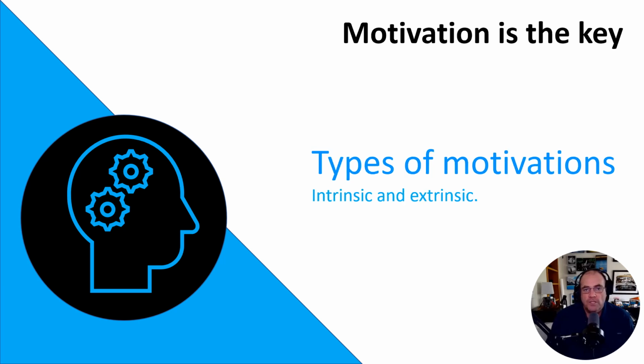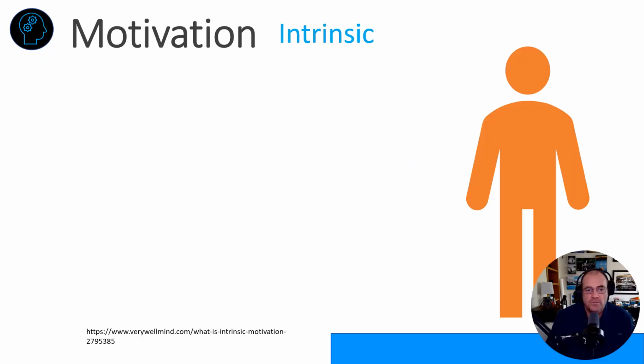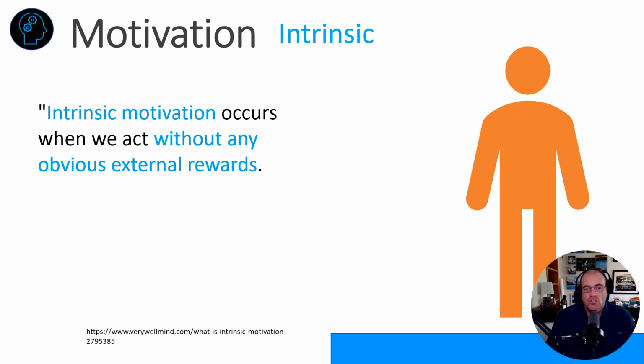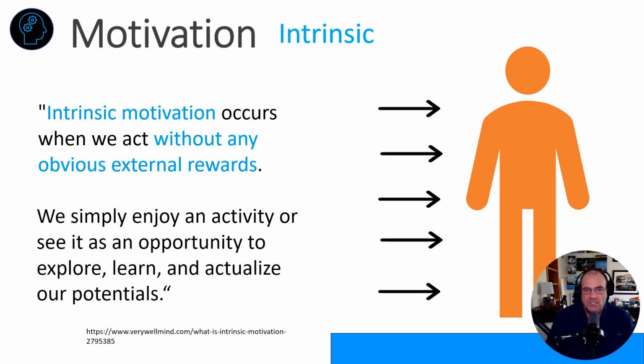So we're going to talk a bit about motivation. There are two types of motivation. The big ones are intrinsic and extrinsic. Intrinsic means that you just want to take this course. You just want to do something without any external rewards, so everything's coming from inside of you. You just want to learn how it works. We simply enjoy an activity, see an opportunity to learn, explore, and reach our potential, and we just do it. It doesn't even matter how well we do in the course. We actually want to learn something new.